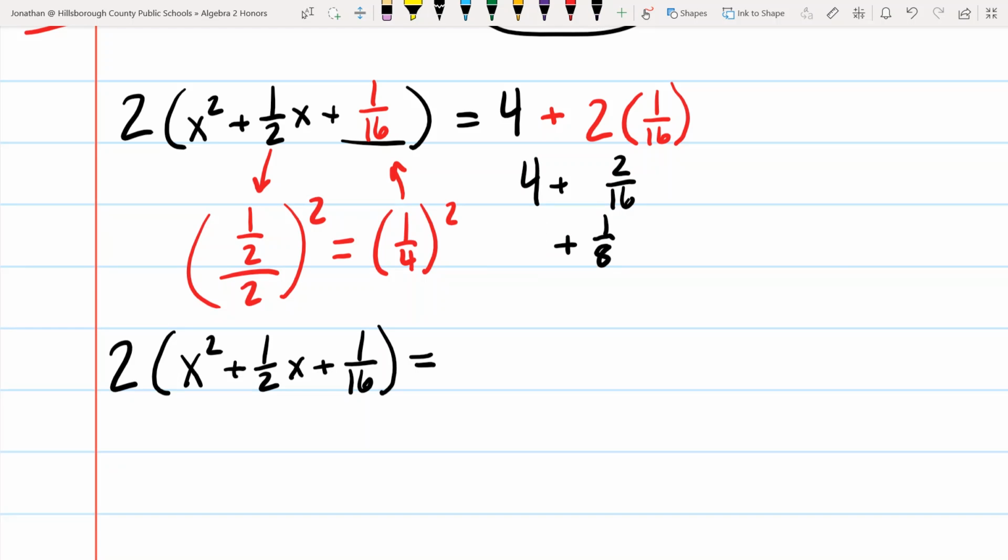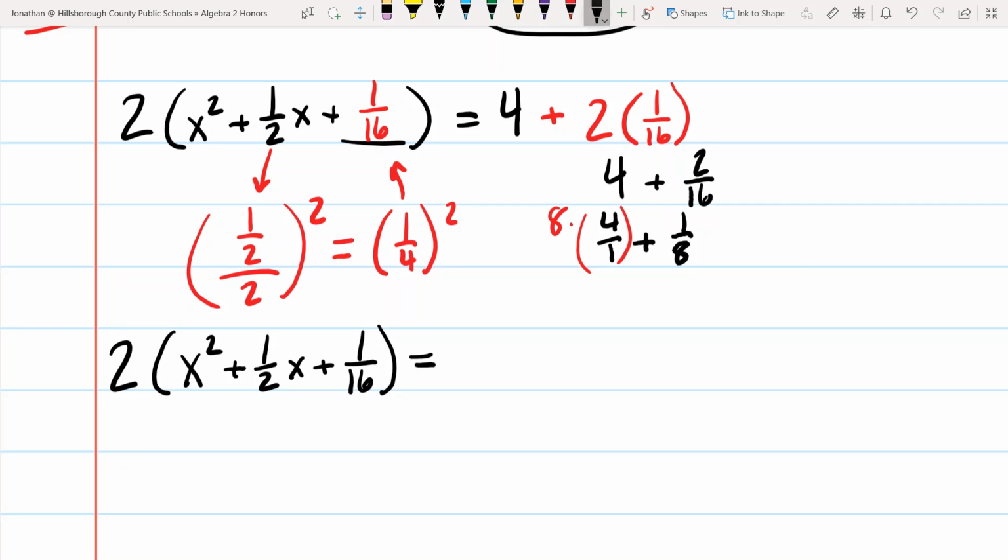Every whole number is a fraction over 1. So I need to multiply that 4/1 by 8. So multiply, we'll scoot this over a little bit. Plus 2/16. There we go. So multiply by 8. That gets us 32/8 plus 1/8. That gets us 33/8. Okay. All right. And that's not exactly nice to look at.